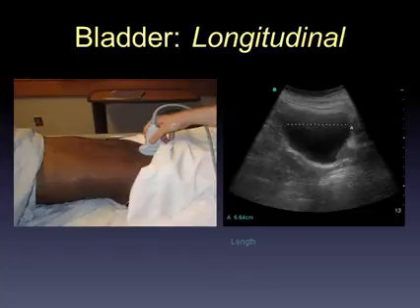And then rotating the probe 90 degrees with the probe marked at the patient's head, we can gain the length, 6.64 centimeters.